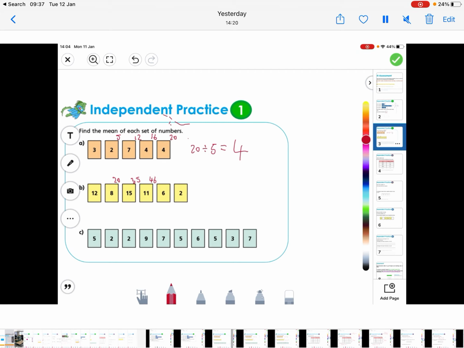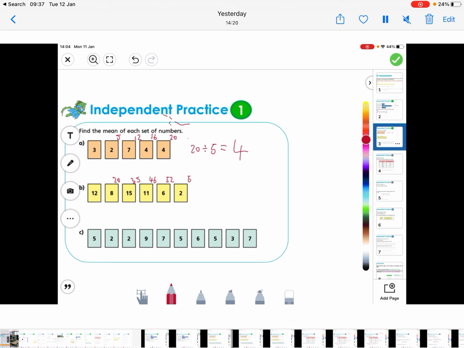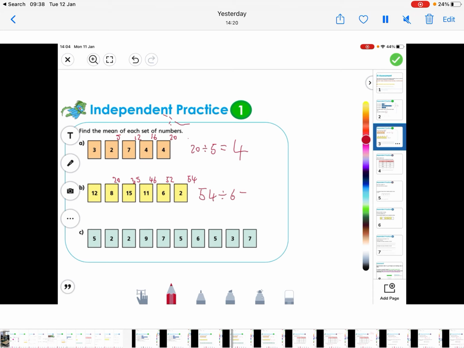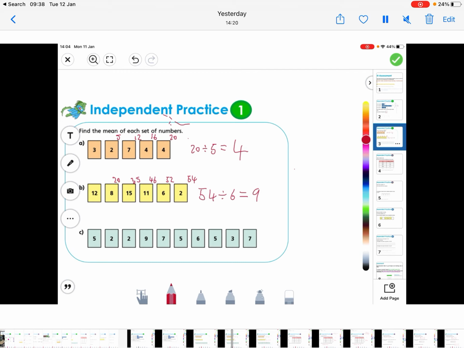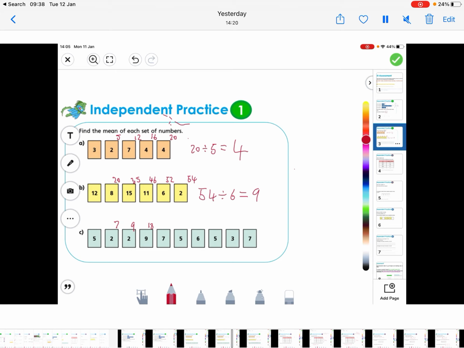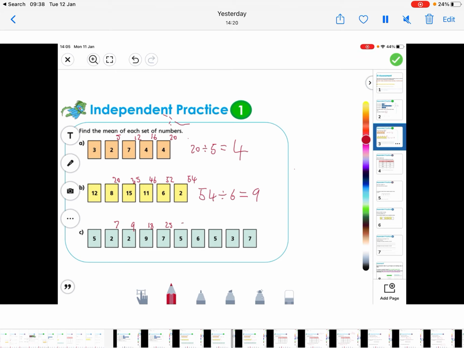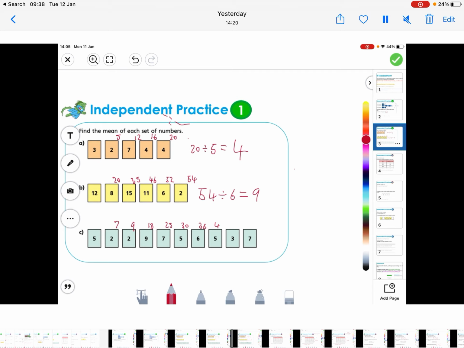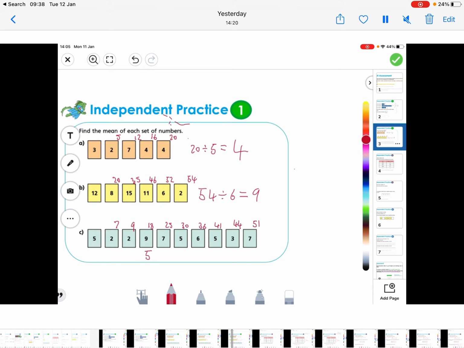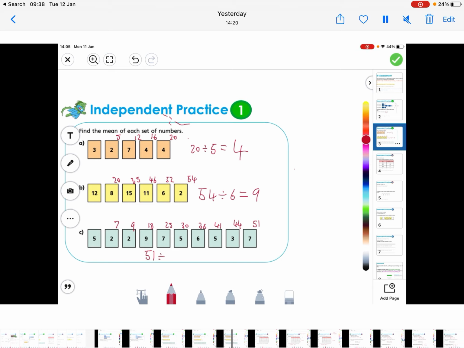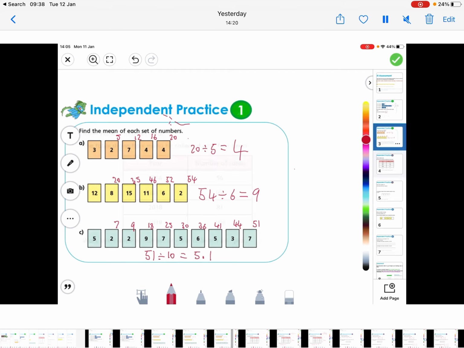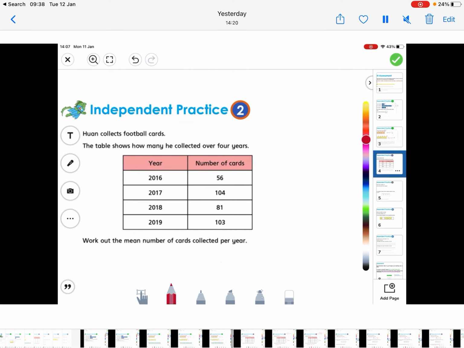For B, I'm going to do a running total and add them all up. So the 6 cards I have equals 54. So 54 divided by 6 equals 9. And C, if I keep a running total and I add all of these up carefully, I have 51 in total. Divide that by 10, so I've got 10 cards, equals 5.1.